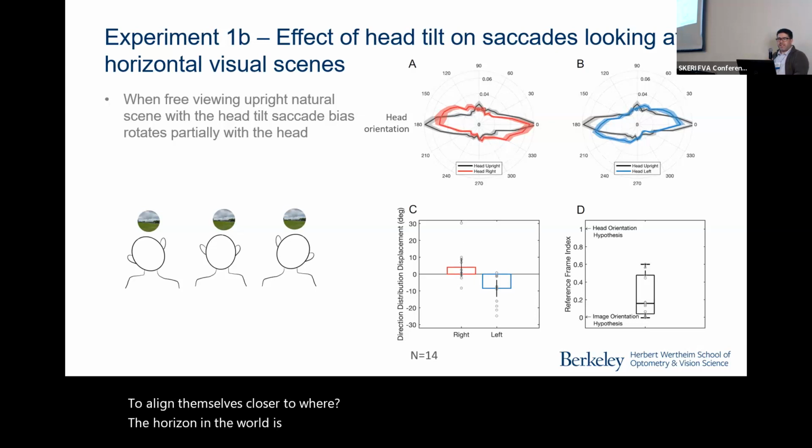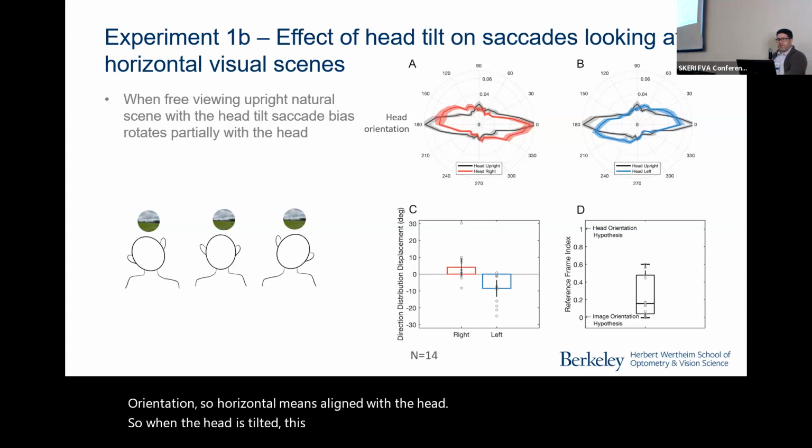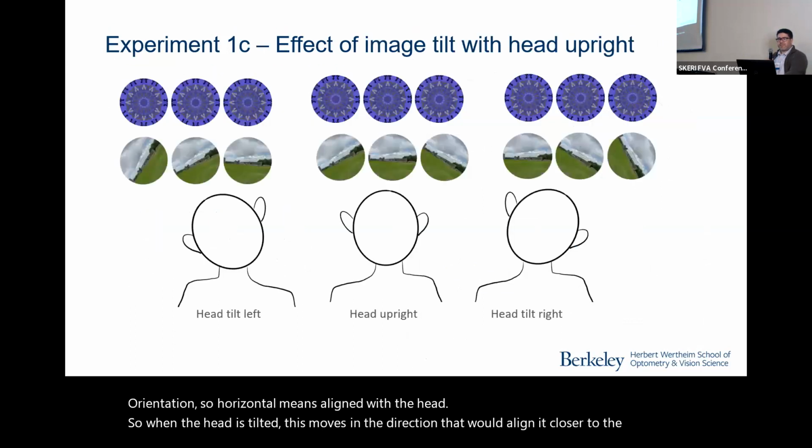But remember, these graphs here, now they are showing head orientation. So horizontal means aligned with the head. So when the head is tilted, this moves in the direction that would align it closer to the world.